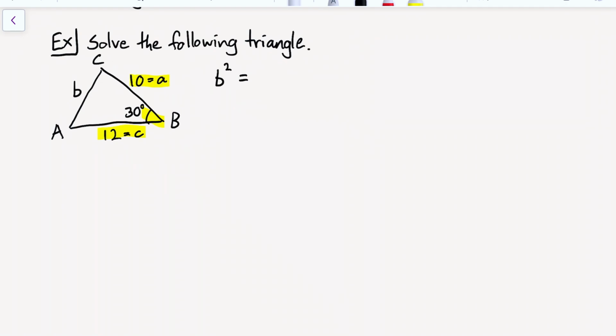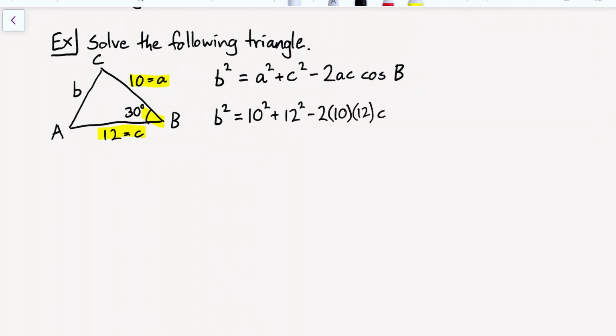Let's use one version of the law of cosines to solve for the remaining side length. So I can say b squared equals a squared plus c squared minus 2ac cosine of B, or b squared equals 10 squared plus 12 squared minus 2 times 10 times 12 times cosine of 30 degrees. We can simplify this somewhat, but at some point we'll have to go to a calculator to round this answer.